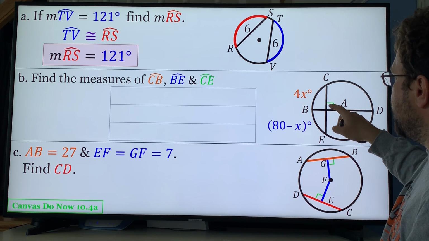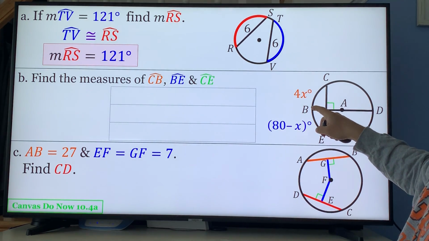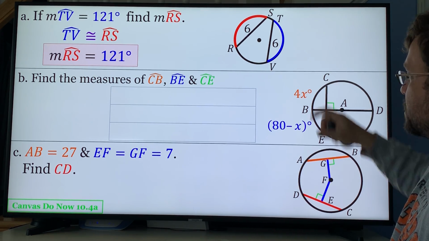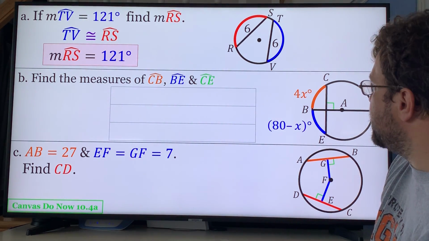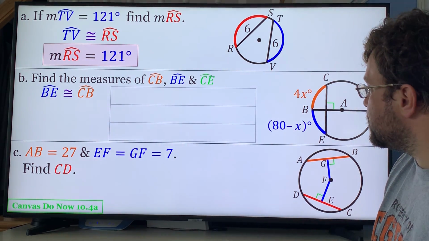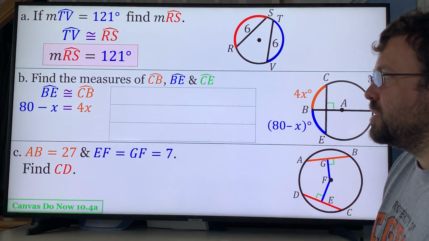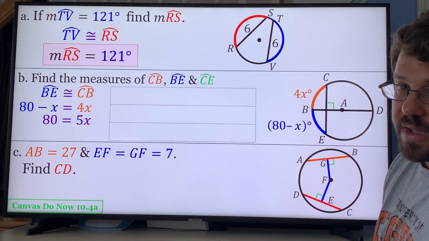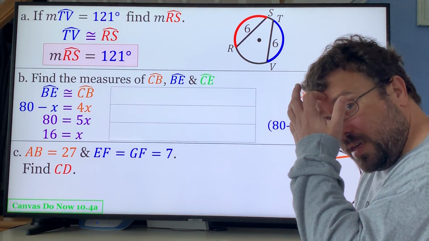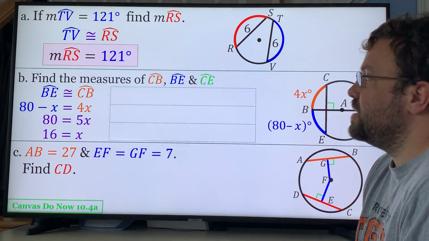All right. Find the measures of arc CB, arc BE, and arc CE. So, because this is a right angle, perpendicular, and because this is a diameter, it means these chords are equal, therefore these arcs are equal. So all you do is you set the arcs equal to each other. 4x equals 80 minus x. All right, add x to both sides, 5x equals 80. Divide by 5 and you get x is 16. Seems easy enough to me.